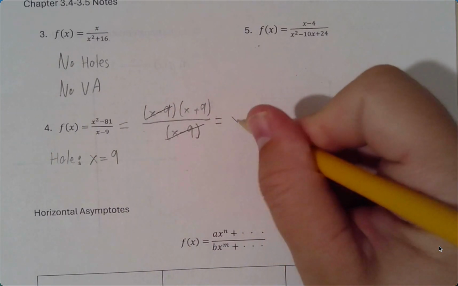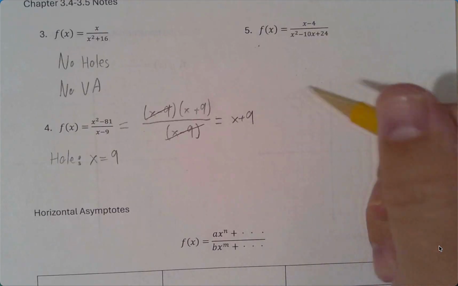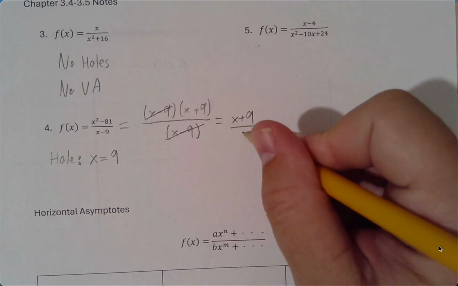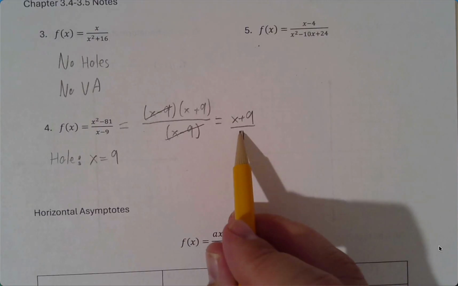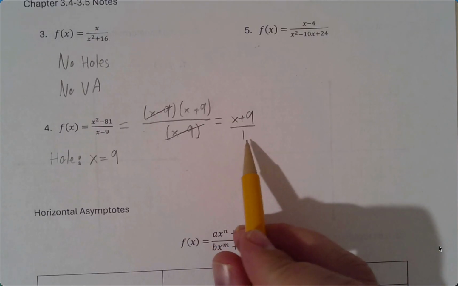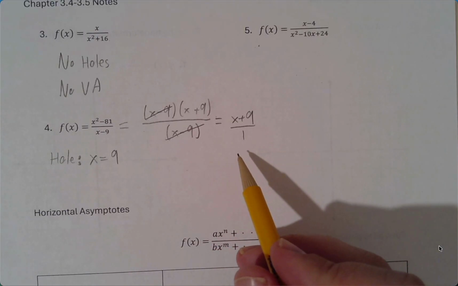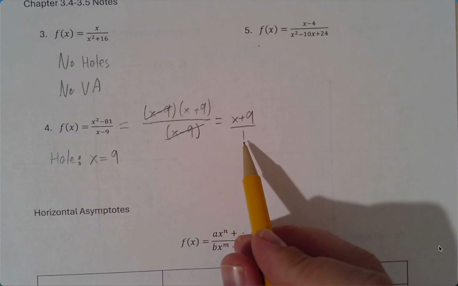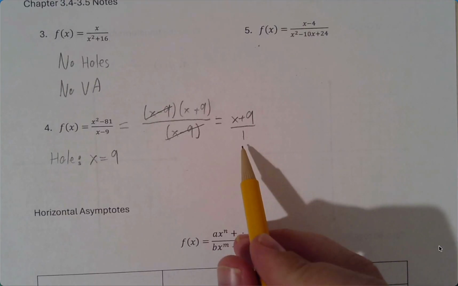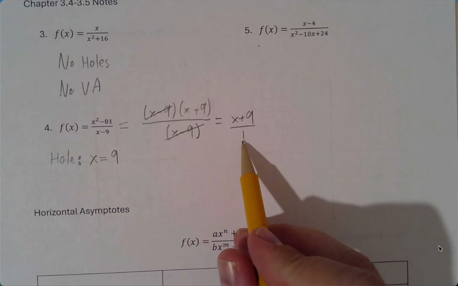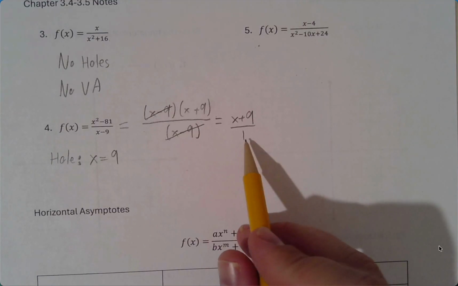Now we look at the leftovers. The leftovers are x plus 9, technically over 1. Is there any way of making this 1 in the denominator equal to 0? And here's a big vocab lesson. No, because there are no variables in my denominator. So there's no way I can make my denominator vary or be anything other than 1.